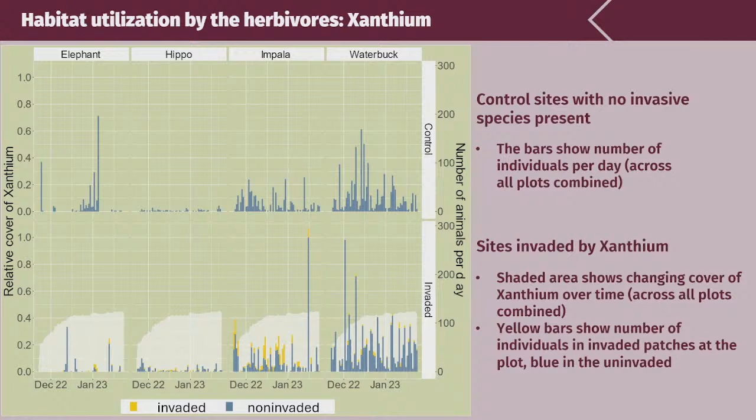The top row is the control site, so we can ignore it for now. But in the bottom right corner, you can see the data from the sites invaded by Xanthium for waterbuck. Now the bars show the number of animals per day, and the blue color is if the animal was present in the non-invaded part of the invaded site. And the yellow shows if it was in the invaded patch directly. And you can see barely any yellow with the waterbuck, so they also seem to really avoid Xanthium.